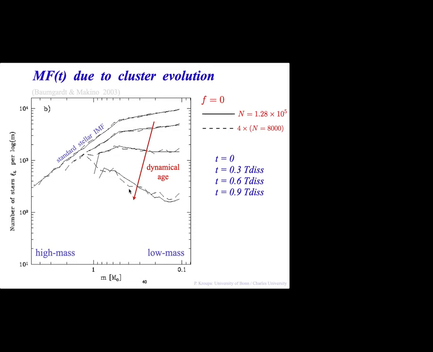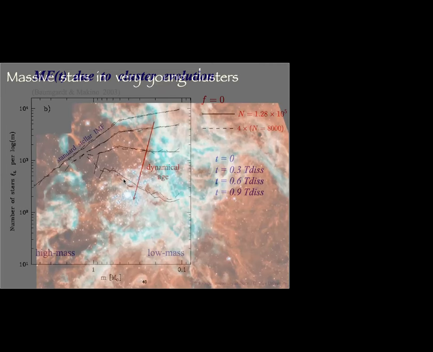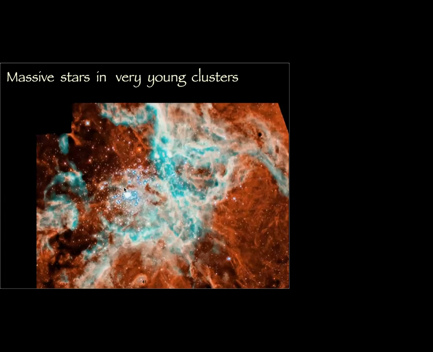And so if we now look at the massive stars, so the low mass star evolution is very well understood in star clusters. What about the massive stars? If you look at a starburst cluster like this one here in the Large Magellanic Cloud, this is R136, there are two competing processes. The first is mass aggregation.